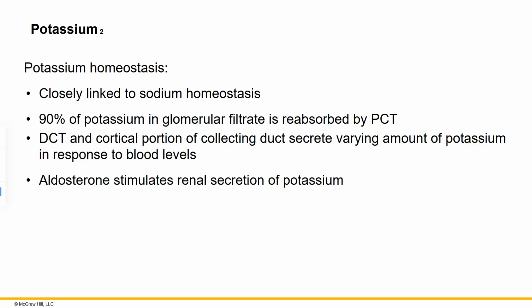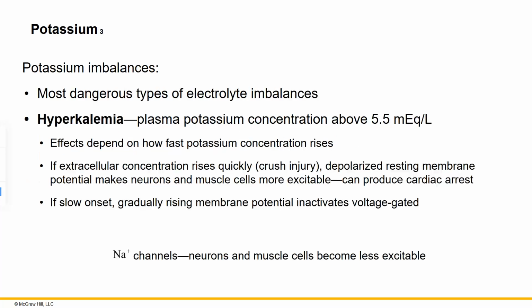90% of potassium in the glomerular filtrate is reabsorbed by the proximal convoluted tubule. The distal tubule and the cortical portion of the collecting duct secrete varying amounts of potassium in response to blood levels. Aldosterone stimulates renal secretion of potassium. Because aldosterone causes sodium to come in, potassium has to go out. The most dangerous types of electrolyte imbalances involve potassium.